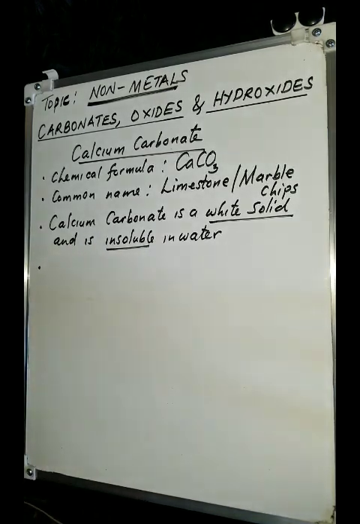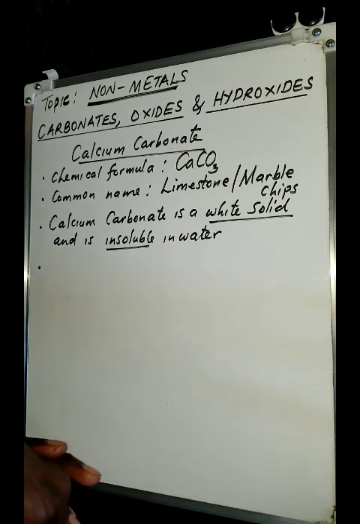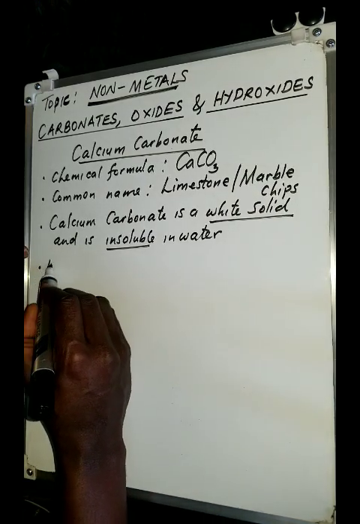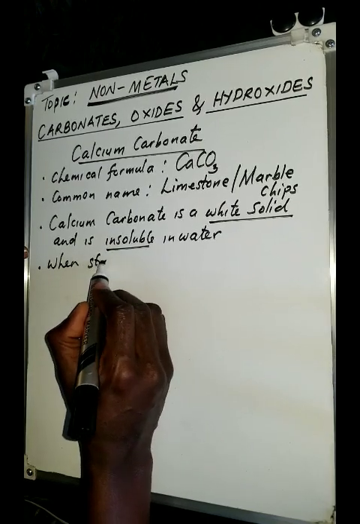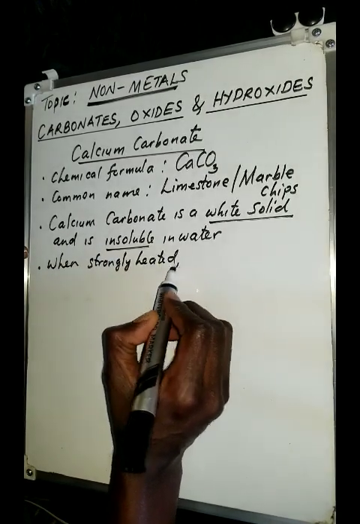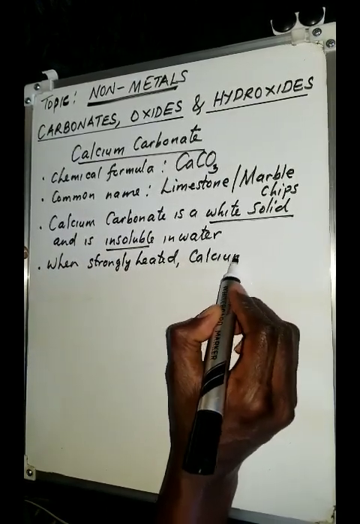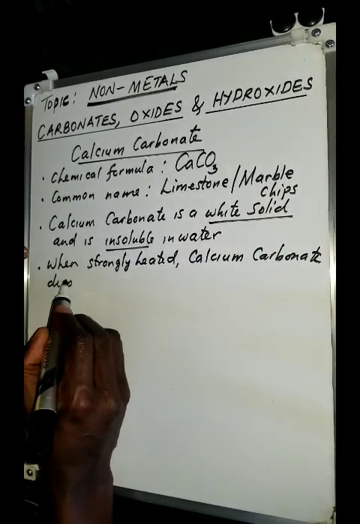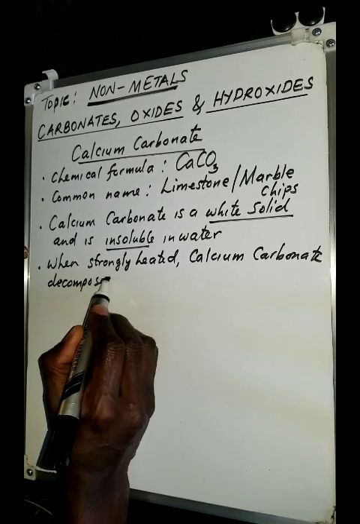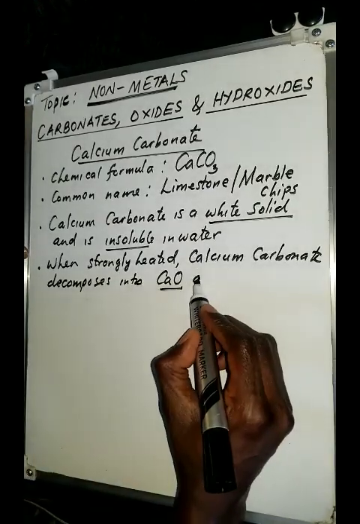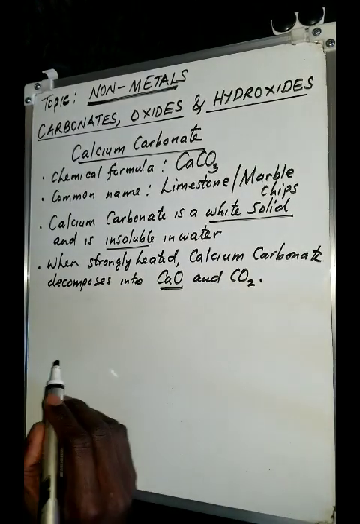Now, when calcium carbonate is strongly heated, it decomposes to form calcium oxide and carbon dioxide. That is what we call thermal decomposition. So we can say when strongly heated, calcium carbonate decomposes into calcium oxide, let me just use the chemical symbol, and also carbon dioxide. So that is what is going to happen.